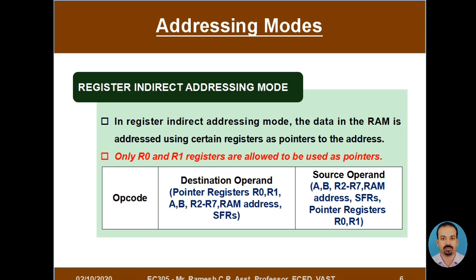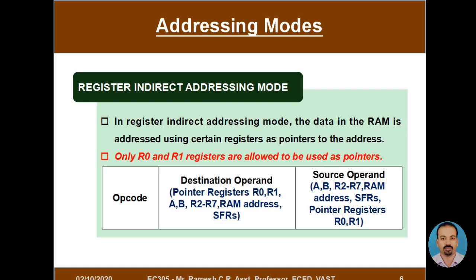You can only use the R0 and R1 registers of the register bank. As we discussed earlier, either the destination can be pointed to using these registers R0 and R1, or the source can be. We cannot use the pointing registers as both the destination operand and the source operand; that is not supported. Any one can be used.